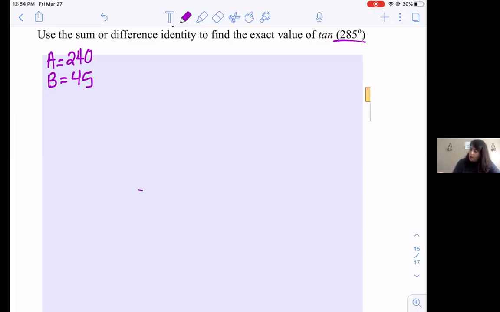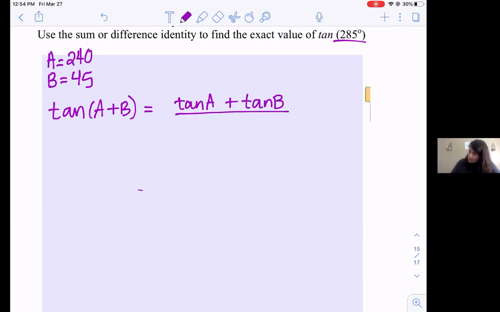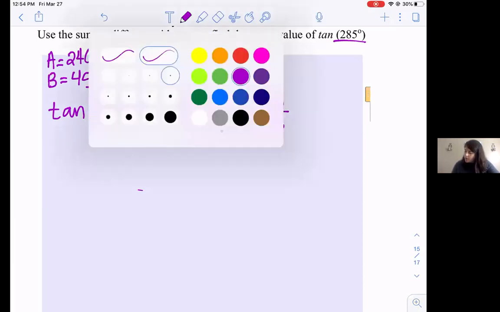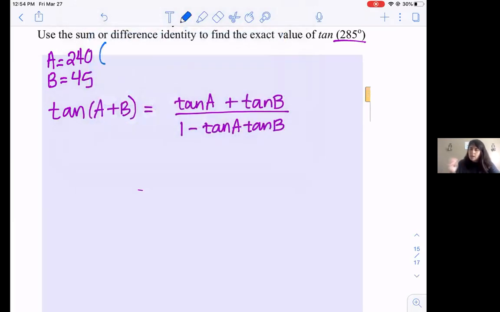Okay, so I'm going to use my sum. So tangent of angle A plus angle B is tangent of angle A plus the tangent of angle B divided by 1 minus tangent A tangent B. Okay, so tangent is the y coordinate divided by your x coordinate. So the first thing that you need to do is figure out the tangents of these angles.